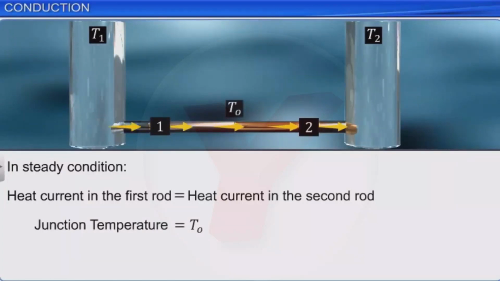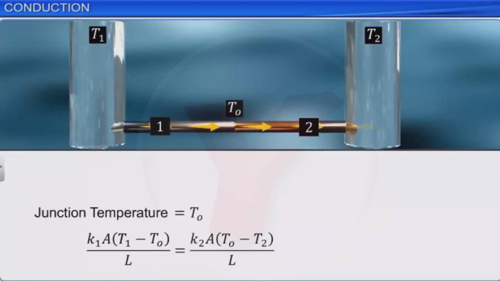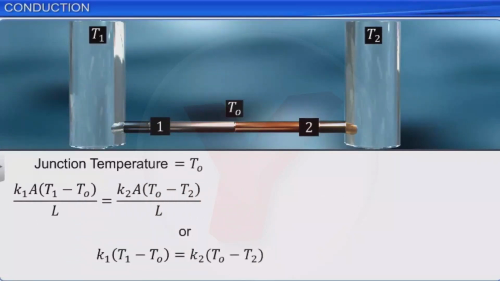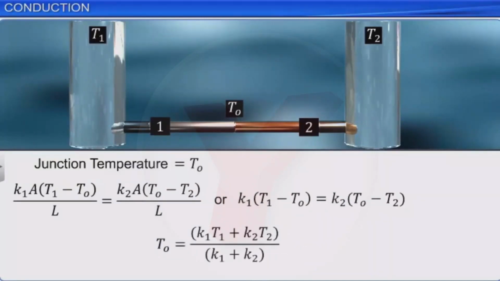K1A into (T1 minus T0) by L is equal to K2A into (T0 minus T2) by L. Or K1 into (T1 minus T0) is equal to K2 into (T0 minus T2). The junction temperature T0 is equal to (K1 T1 plus K2 T2) by (K1 plus K2).